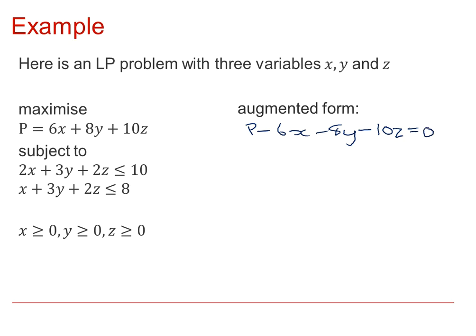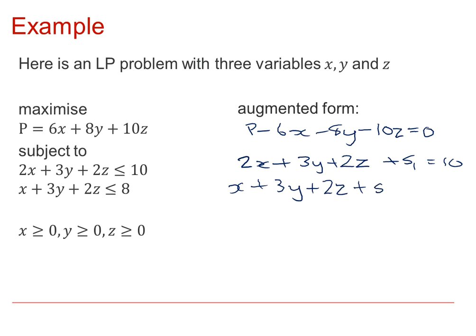We'll also introduce the slack variables so that we have 2x plus 3y plus 2z plus s1 equals 10 and x plus 3y plus 2z plus s2 equal to 8. And the decision variables x, y, z plus the s1 and s2 slack variables must all be non-negative.